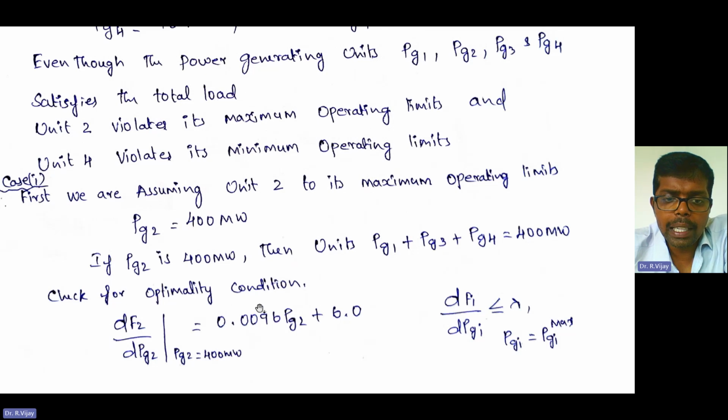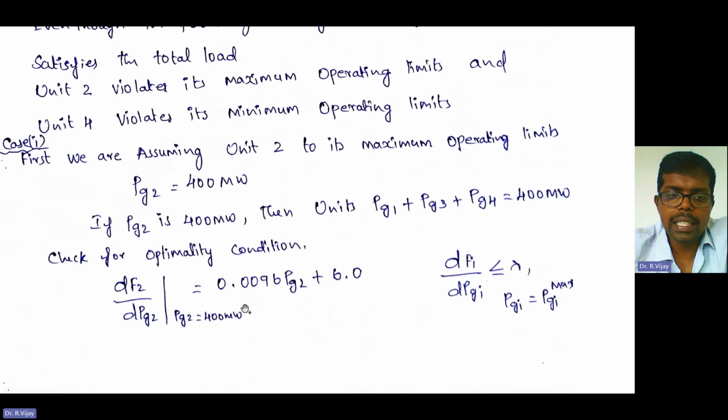Which optimality condition applies? It is dF1/dPG1 less than or equal to lambda for PG1 equal to PG1 maximum. Because it is violating the maximum operating limit, we fix the value to its maximum operating limit. So the second condition we need to satisfy is dF2/dPG2, by taking PG2 as 400 megawatt.